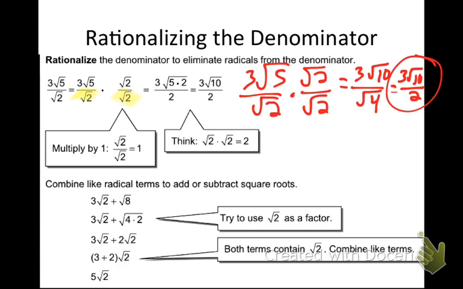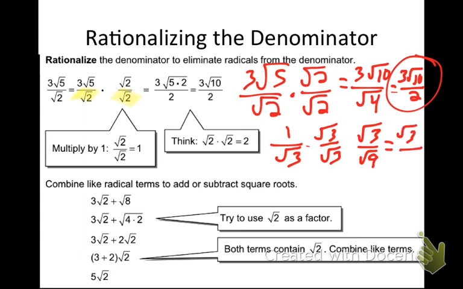So for instance here, let's say I had 1 over the square root of 3. What are you going to guess I'm going to multiply both numerator and denominator by? I'm going to take them both by the square root of 3. And that'd give me the square root of 3 over the square root of 9. What's square root of 9? Well, I have the square root of 3 over 3 now. Okay, so it's all about multiplying by what's in that denominator.